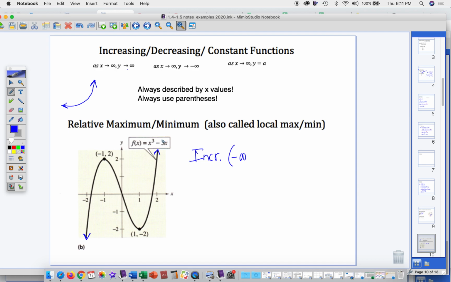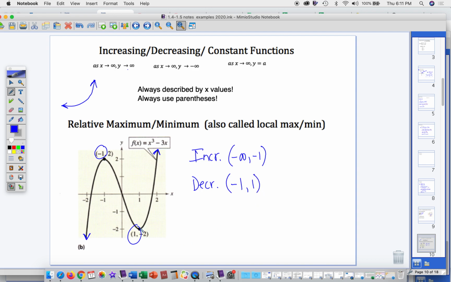It's this function with no restrictions, so this does keep on going. From negative infinity all the way to, again we're looking at x values, -1, the graph is increasing. After that, it's decreasing, right? Because as x is still getting larger, so we go from left to right, but y is decreasing. We're getting smaller. So that's happening from -1 to 1.